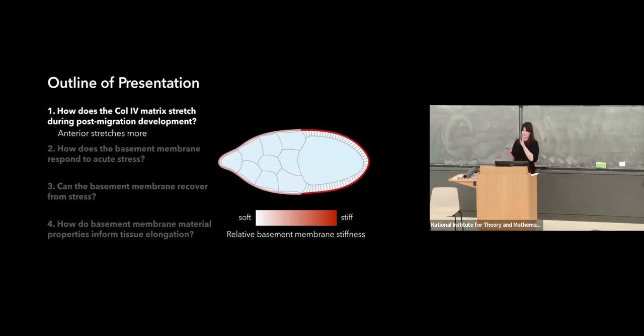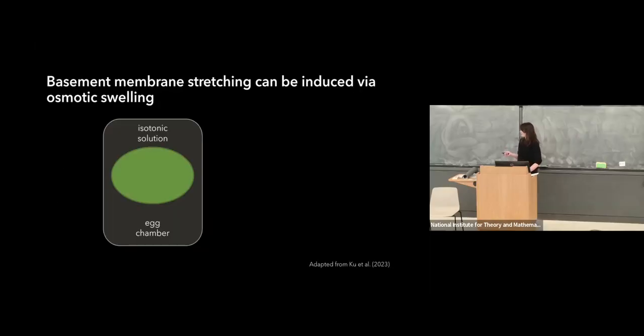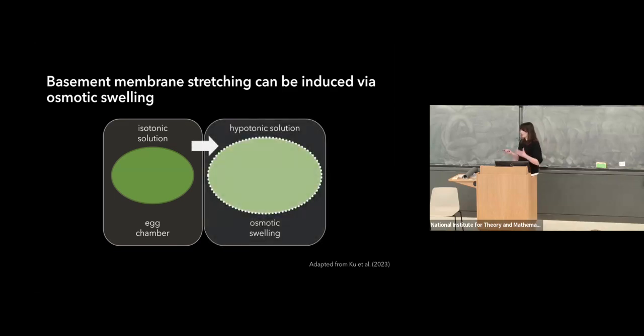So this is great. This kind of agrees with my hypothesis. But I then wanted to ask, what happens if we have a little bit more of a dramatic condition where we expose these egg chambers to much more acute stress? So to do this, I used what's called an osmotic swelling assay, where I take the egg chambers and place them in a hypotonic solution.